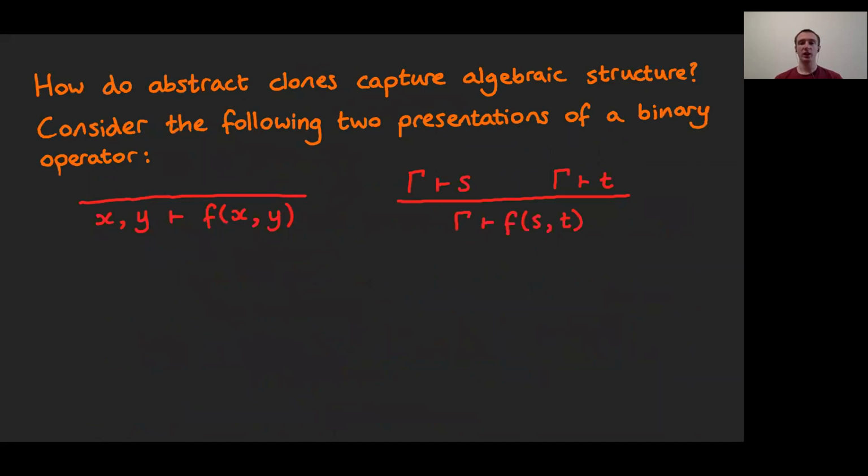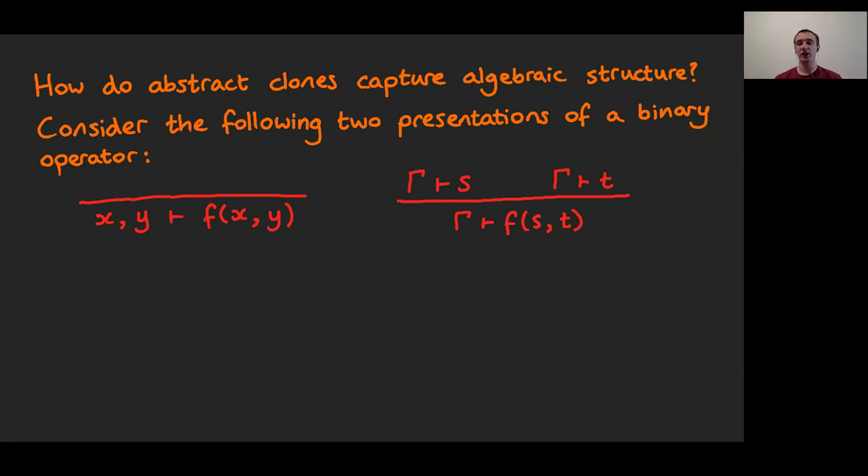So let me revisit this idea from before a little more precisely, how abstract clones can capture algebraic structure. Consider a binary operator, f, so it takes two operands. On the left-hand side and the right-hand side, I presented two different ways to present this operation using natural deduction type-theoretic rules. So on the left-hand side, we're representing the operator as a term in two variables. And so the operands are represented by the variables.